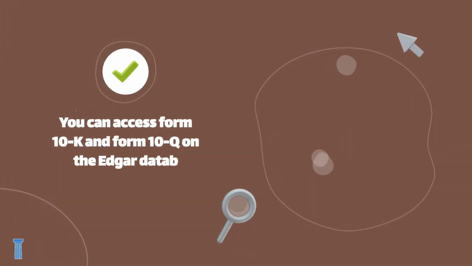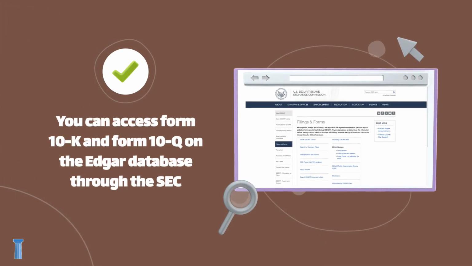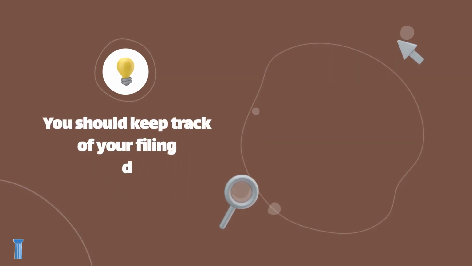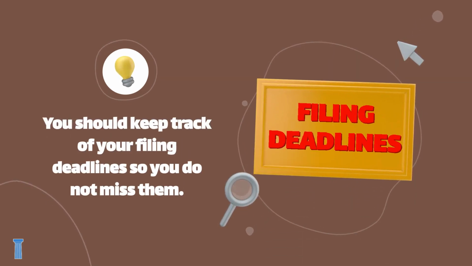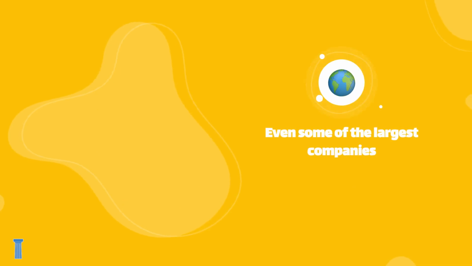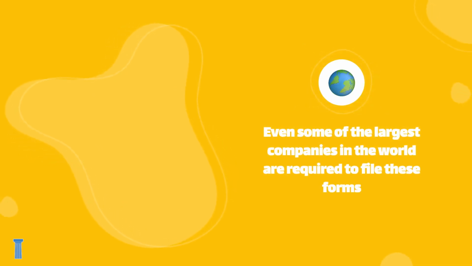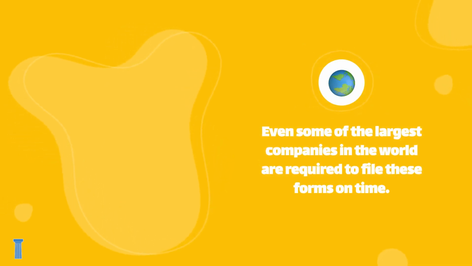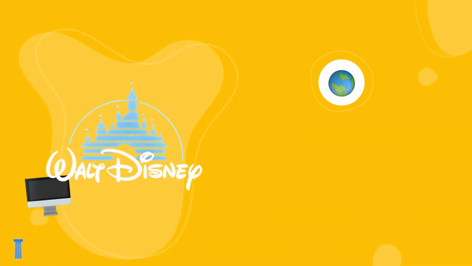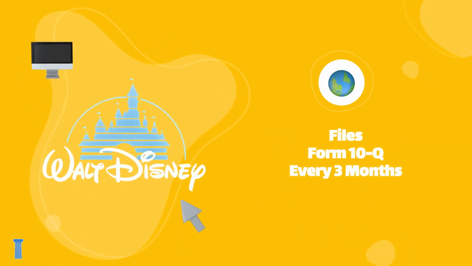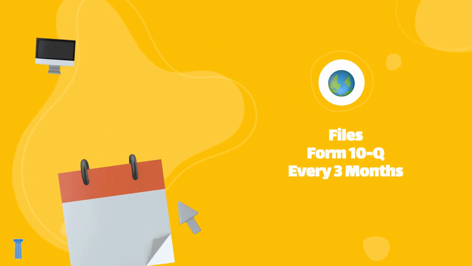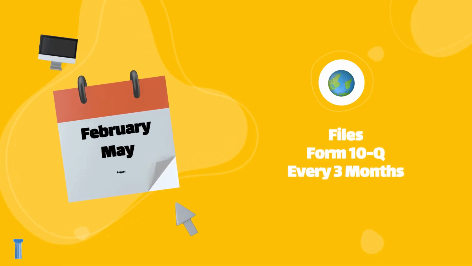You can access Form 10-K and Form 10-Q on the EDGAR database through the SEC. You should keep track of your filing deadlines so you don't miss them. Even some of the largest companies in the world are required to file these forms on time. For example, the Walt Disney Company files Form 10-Q every 3 months. Typically, they release this form in February, May, and August.